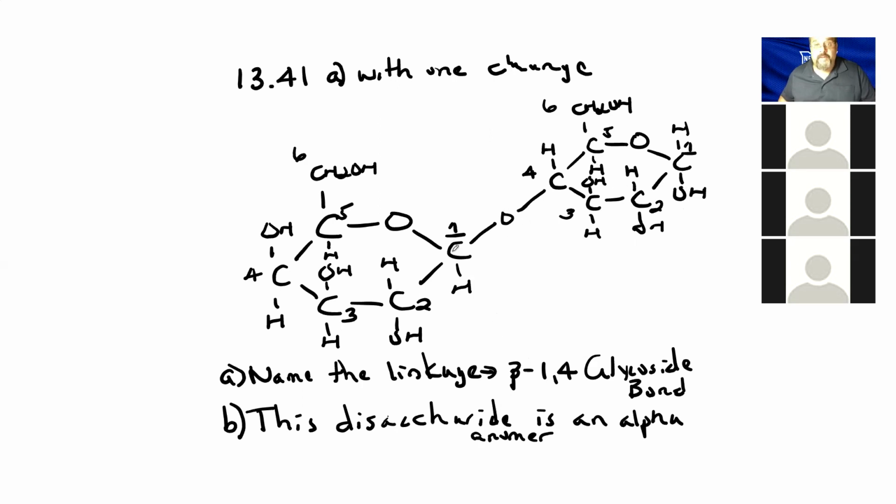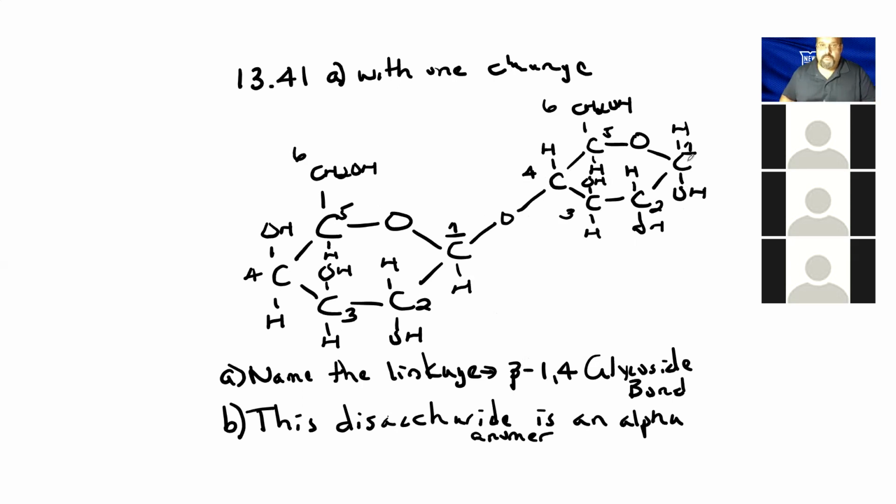The linkage is based on these 2 carbons. The disaccharide is based on this carbon and this carbon, but we didn't look at this carbon because it doesn't have a free OH. It's based on this carbon. So the linkage here is a beta 1,4, but this disaccharide is an alpha anomer.